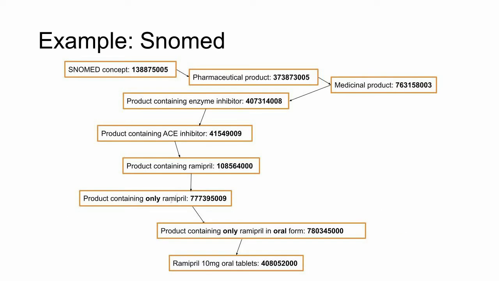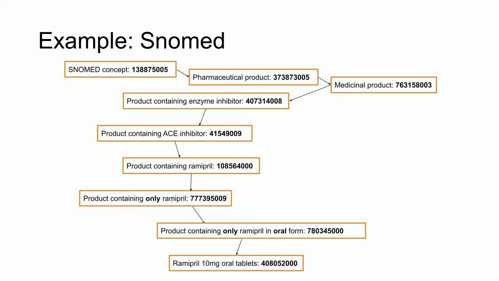Let's now look at SNOMED. SNOMED is a much larger terminology, and it also allows for multiple inheritance. So as you can see, to get from the top, which is a SNOMED concept with code 1388750005, all the way down to the ramipril 10 mg oral tablets, there are now a lot more levels.